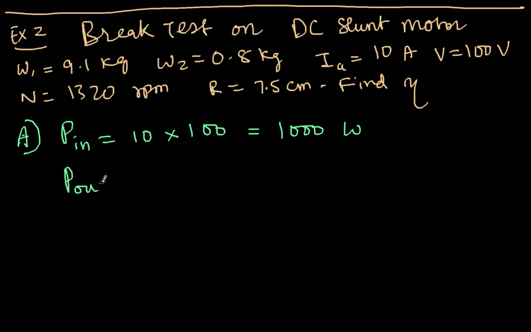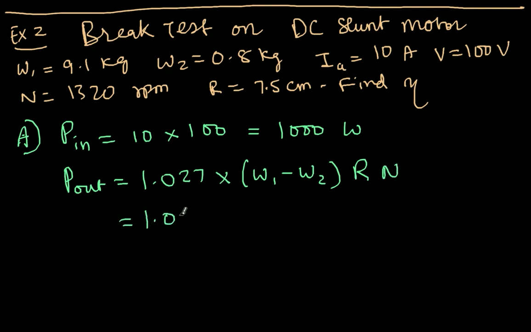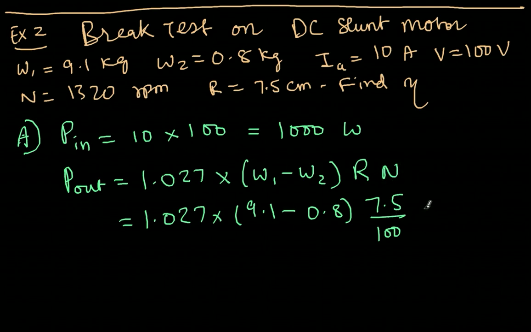What is the output power? We had already worked out the formula: 1.027 multiplied by (W1 minus W2) multiplied by R and N. So 1.027 multiplied by W1 minus W2, which is 9.1 minus 0.8. Then the radius: notice the radius is given in centimeters, so convert into meters, 7.5 divided by 100. And then the speed is given as 1320 rpm.